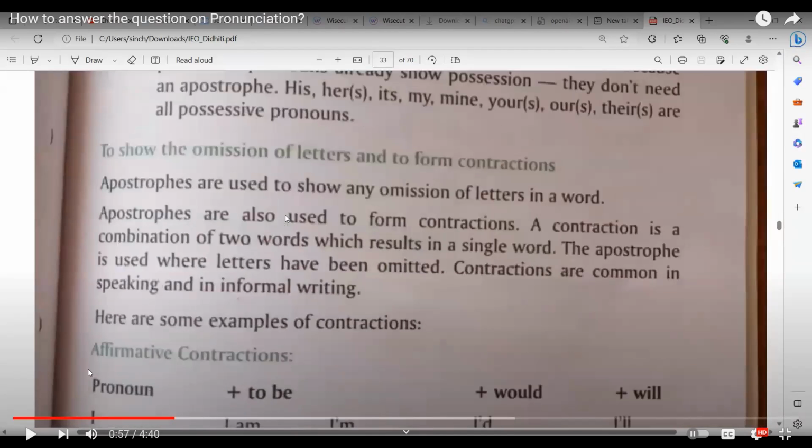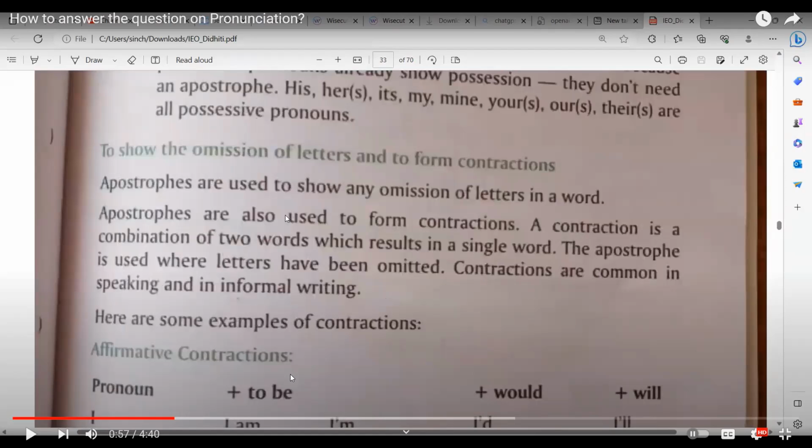Okay. Now can you read this, Tuhin? From here, to show the omission of letters and to form contractions. Yes, ma'am. To show the omission of letters and to form contractions. Apostrophes are used to show any omission of letters in a word. Apostrophes are also used to form contractions. A contraction is a combination of two words which results in a single word. The apostrophe is used when letters have been omitted. Contractions are common in speaking and in informal writing. Here are some examples of contractions.